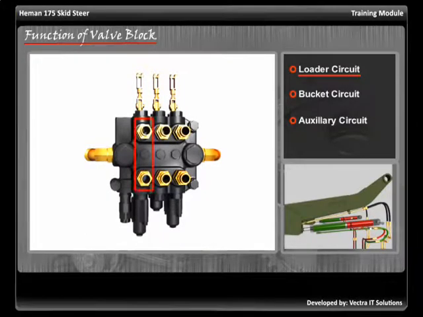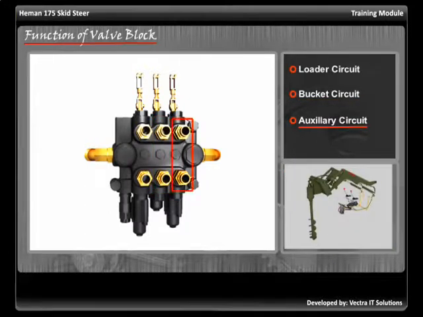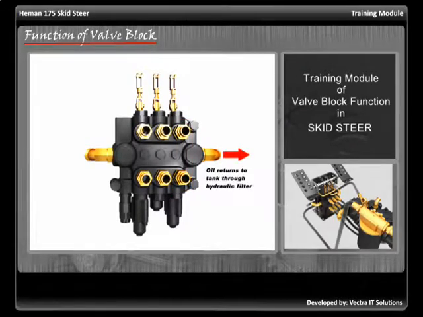The highlighted pair of ports sends and receives oil to and from the 2 cylinders of the loader arm. This pair of ports sends and receives oil to and from the 2 cylinders of the bucket. The next set of ports sends and receives oil to and from the cylinders and the motors of the optional attachment hooked onto the skid steer. This is an output port for the used hydraulic oil.